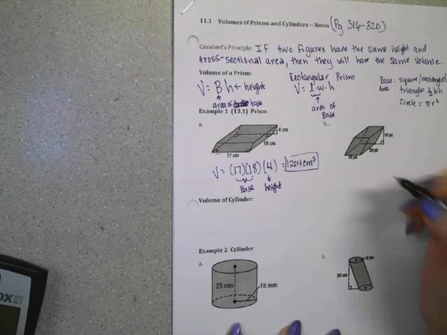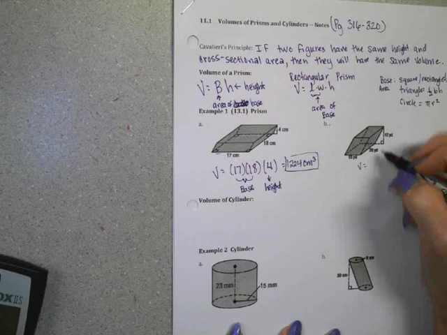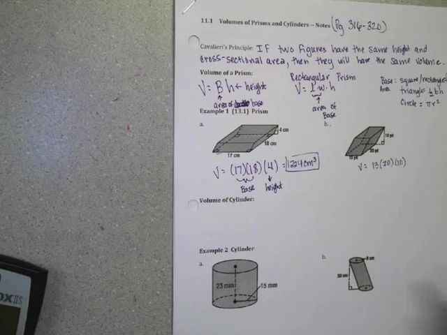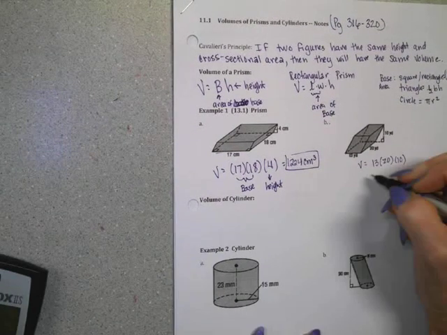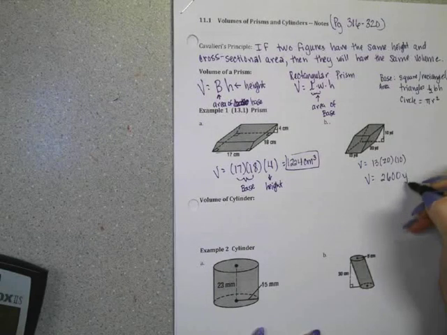So on B, this time I have a parallelogram for my base, but it's still going to be 13 times 20 times 10 for the height. Right, this is my height. And then again, I'll just multiply that. I get 2,600 yards cubed.